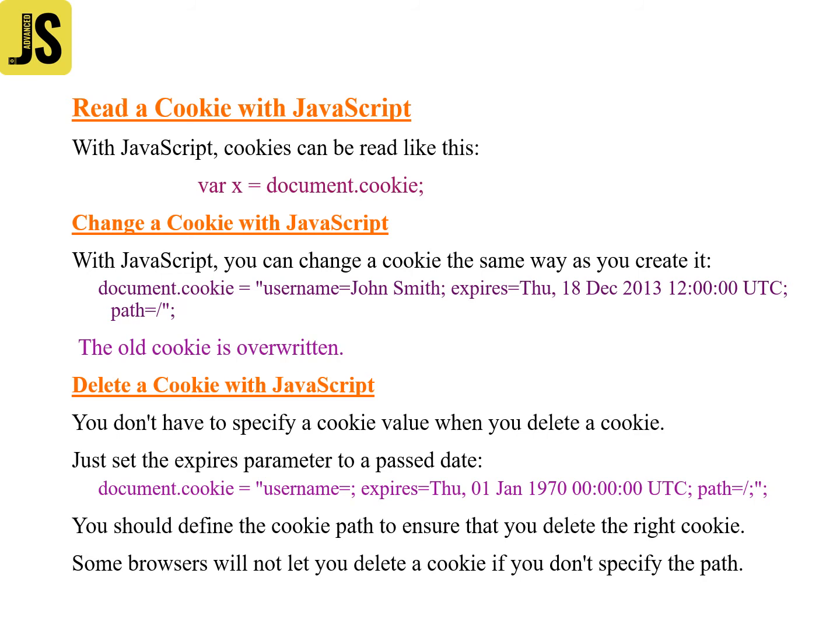Then change a cookie with JavaScript. With JavaScript, you can change a cookie the same way as you create it. Like this: document.cookie is equal to username is equal to John Smith, expires Thursday 18 December 2013 12 UTC, path.